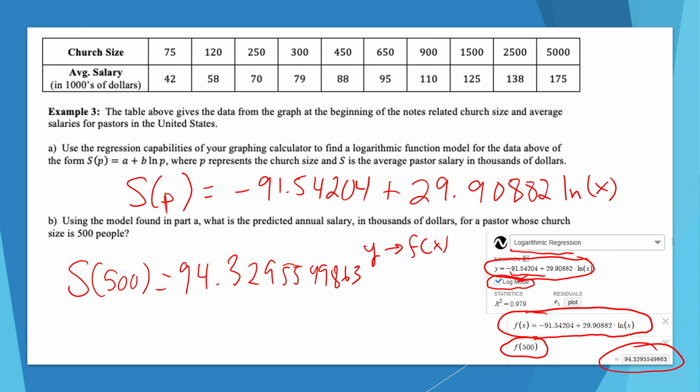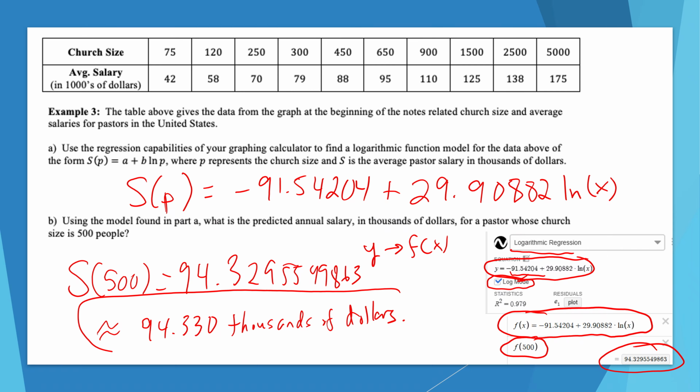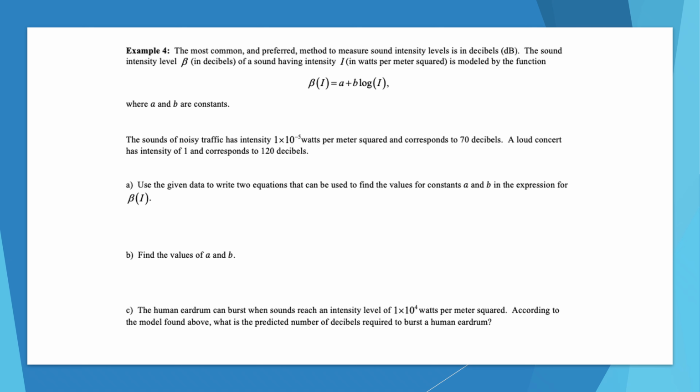0.3295549863, right? So that is going to be around 94.330 thousands of dollars. So that should be our answer there. All right, so that's a good example with a story problem. Let's take a look at example number 4.